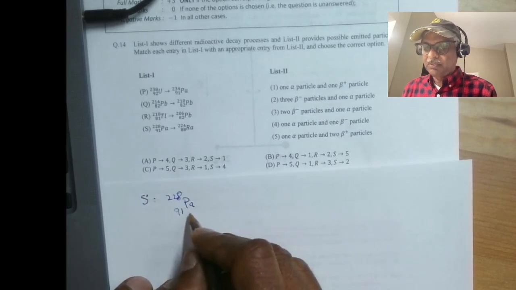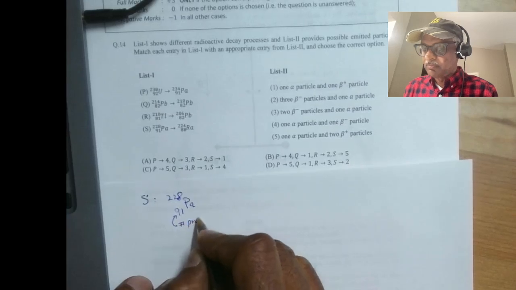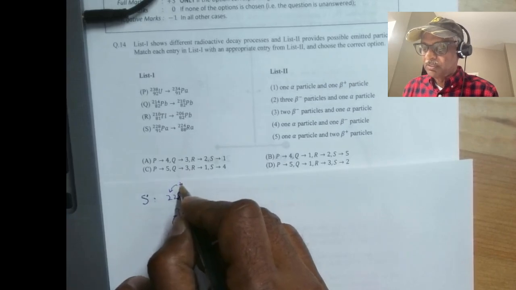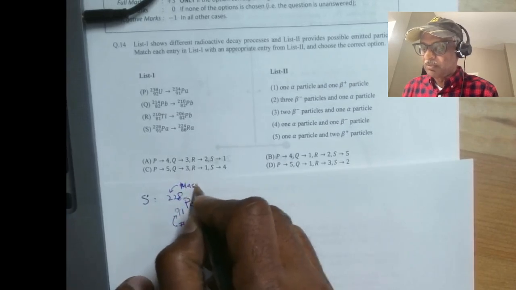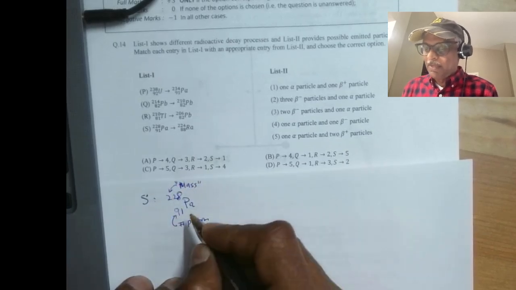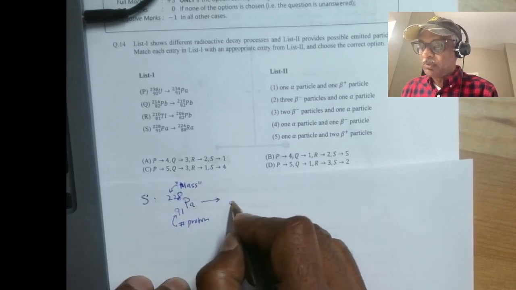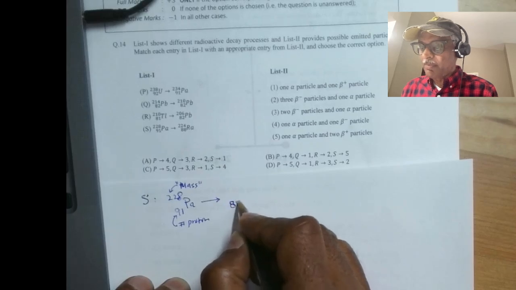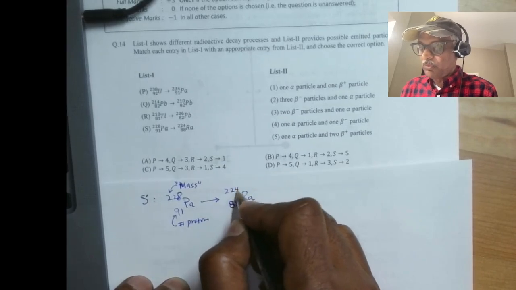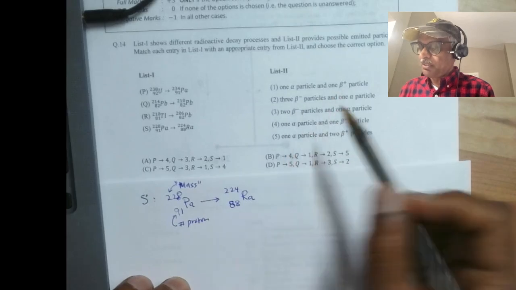If you know this, this is the number of protons, and this is the number of protons plus neutrons, so this is the mass number, and this is the atomic number. So this is supposed to go to 88 Ra 224. If you look at this, you have alpha particles, beta plus, and beta minus particles.